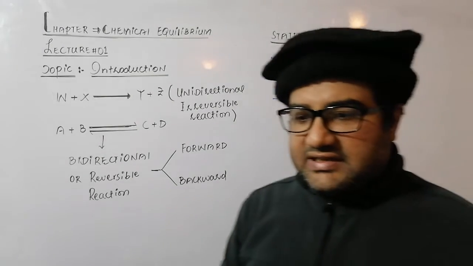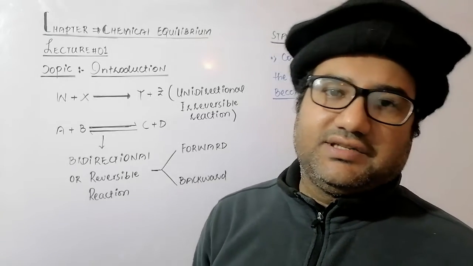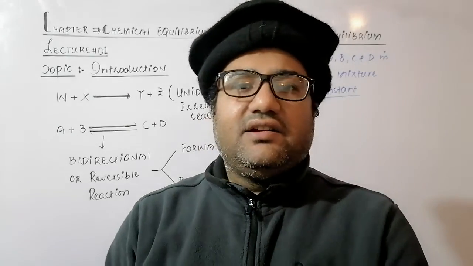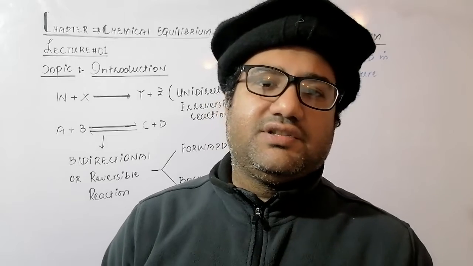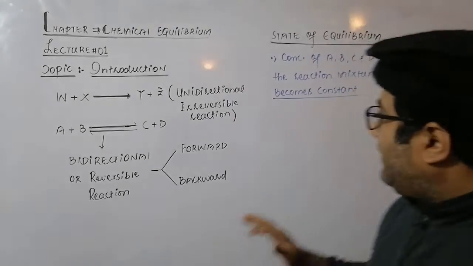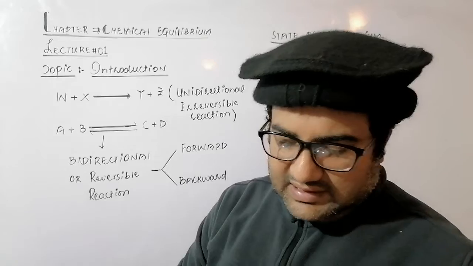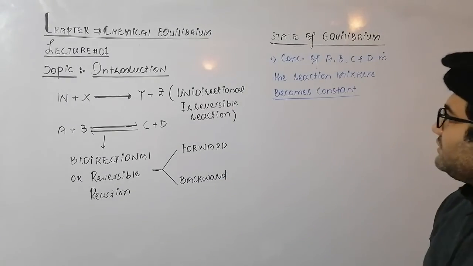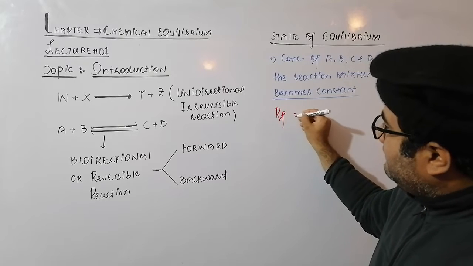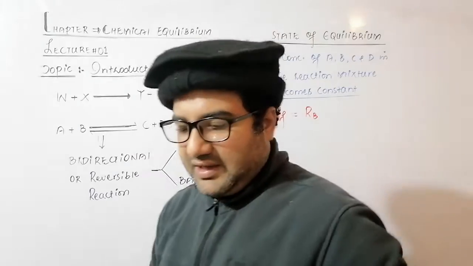Now the time passes, but the concentrations of A, B, C, and D do not change. And when we say that the concentrations of A, B, C, and D do not change, has the reaction stopped? Does the reaction stop after some time? No, that is not the case. Then why does the concentration become constant? Because the speed of the forward reaction becomes equal to the speed of the backward reaction.